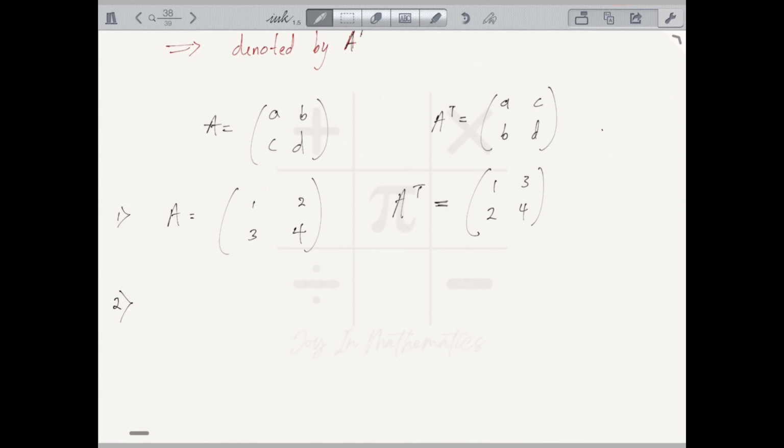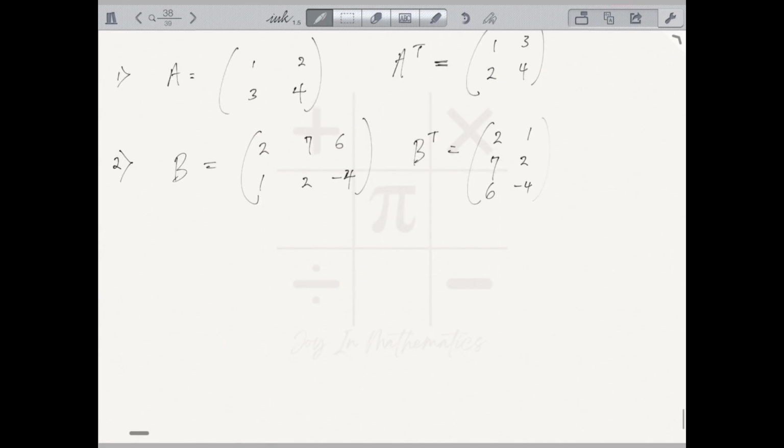Let's take another example. I have B equal to 2, 7, 6, 1, 2, minus 4. And now let's look at B transpose. We can go by the row, or by the column, whichever way you prefer. Let's try the row first. The first row becomes the first column, so this is 2, 7, 6, and the second row becomes the second column, 1, 2, minus 4.